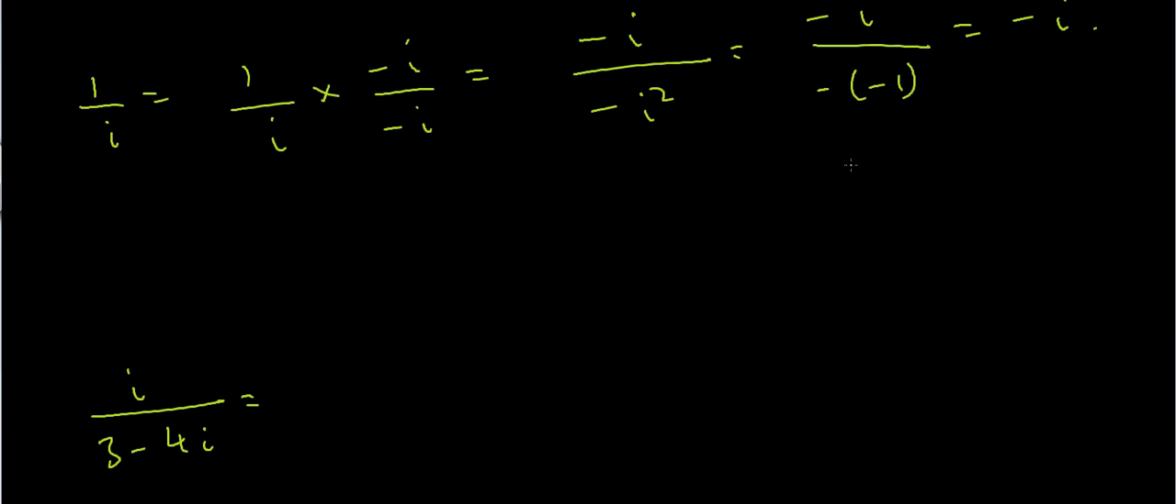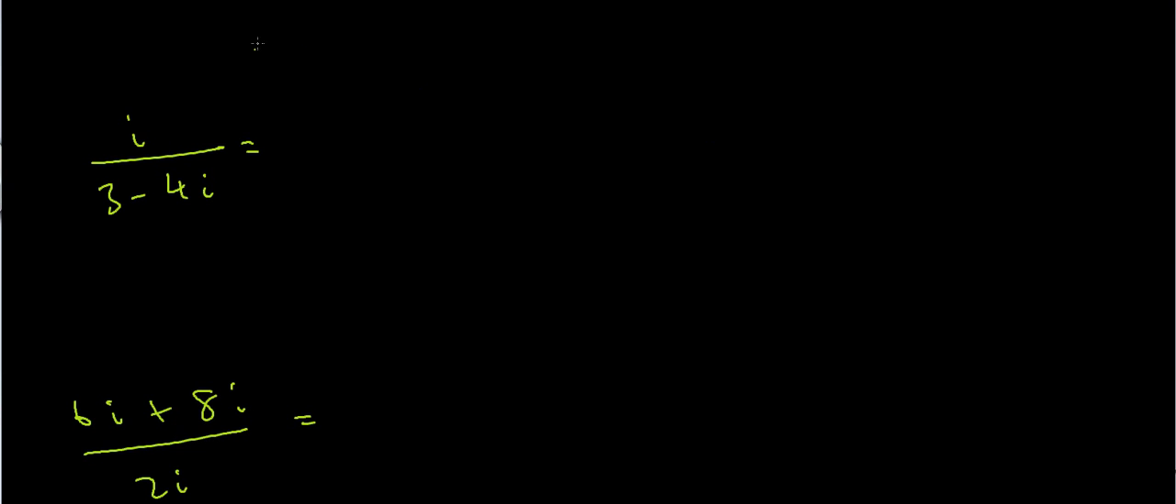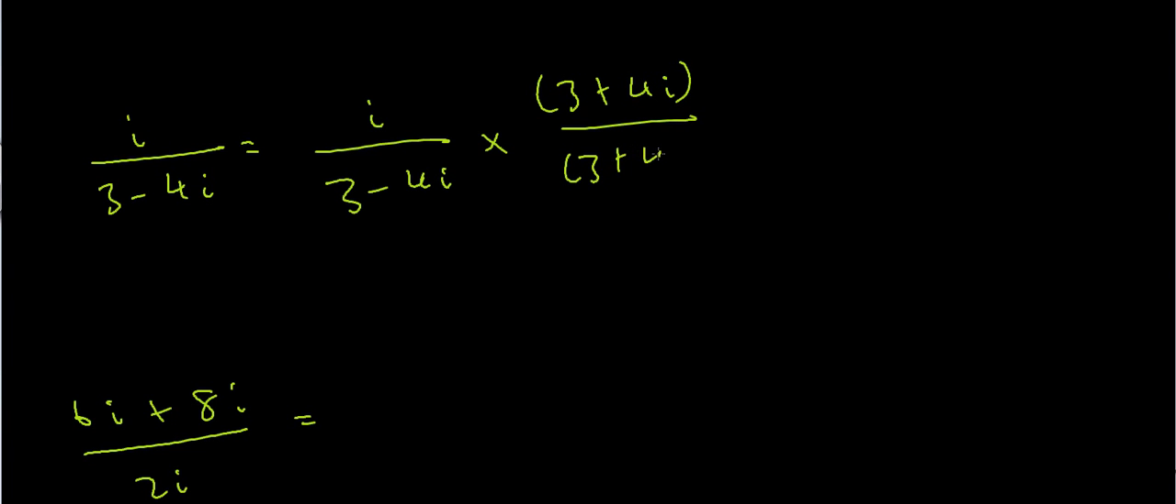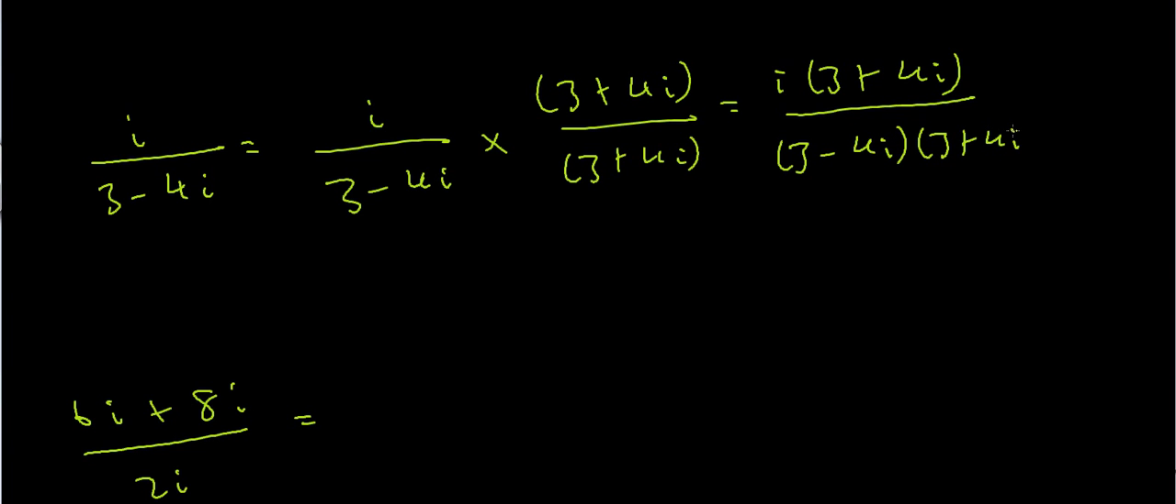Okay, let's look at another example. What's i over 3 minus 4i? Well, again, we've got to multiply the top and the bottom by the conjugate. So the conjugate of 3 minus 4i is 3 plus 4i. So we've got to multiply the top and the bottom by 3 plus 4i. So this is just i times 3 plus 4i, all divided by 3 minus 4i times 3 plus 4i.